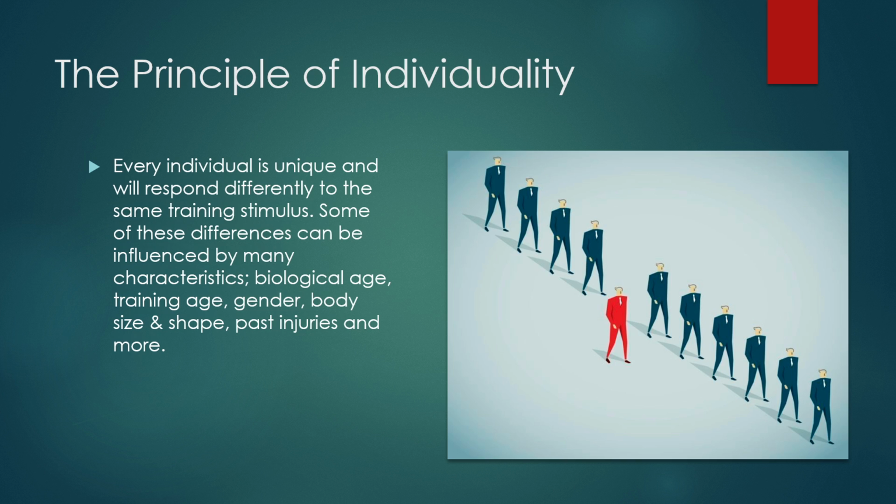The principle of individuality. Every individual is unique and will respond differently to the same training stimulus. Some of these differences can be influenced by many characteristics, such as biological age, training age, gender, body size and shape, past injuries, and more. All that's to say in here is that what works for somebody else might not work the same for you. What works for you might not work the same for somebody else. We are all individuals. Our bodies all react differently. So just understand that there's no perfect workout program out there. There's no perfect diet out there.